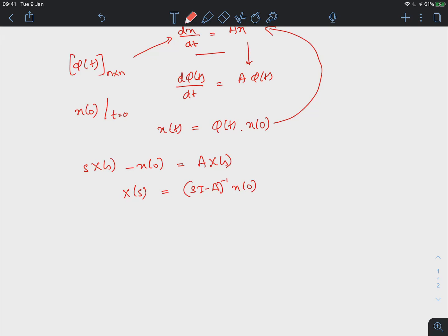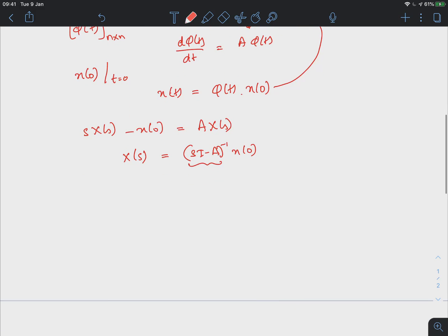Okay, here we have assumed that this matrix sI minus A, where I is an identity matrix and s is a complex variable, I is an identity matrix of the same dimension as the matrix A, and we have assumed that sI minus A, which would again be a matrix, is non-singular, because if it is non-singular, then its inverse won't exist.